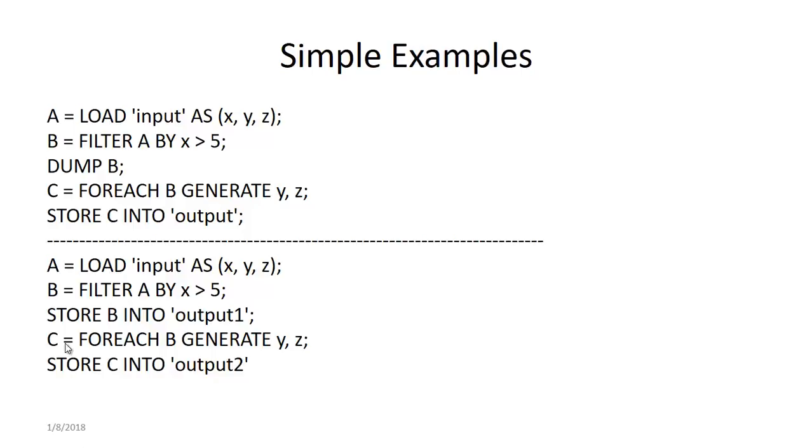So we have another example. A equals load input, so load data XYZ as XYZ into relation A. In B, we are filtering those records by X greater than 5. Then we are storing into the output1 directory. And then in C, we are generating again only the YZ columns from B, and then we are storing into output2. So though we have performed the action, all these relations whatever we have written before will still be in memory as a DAG, so we can use them further.